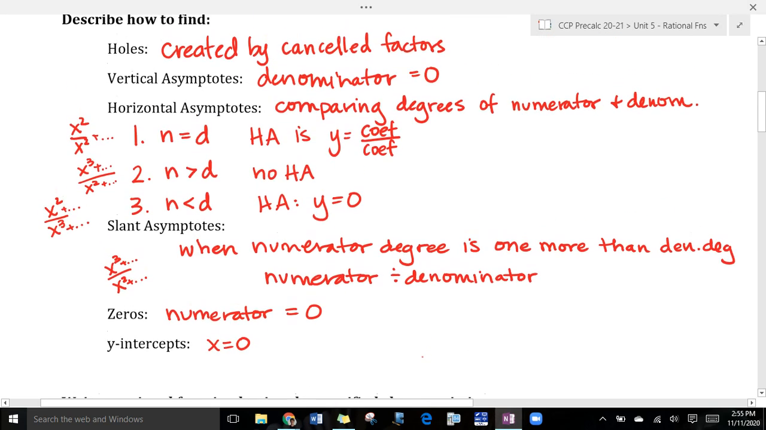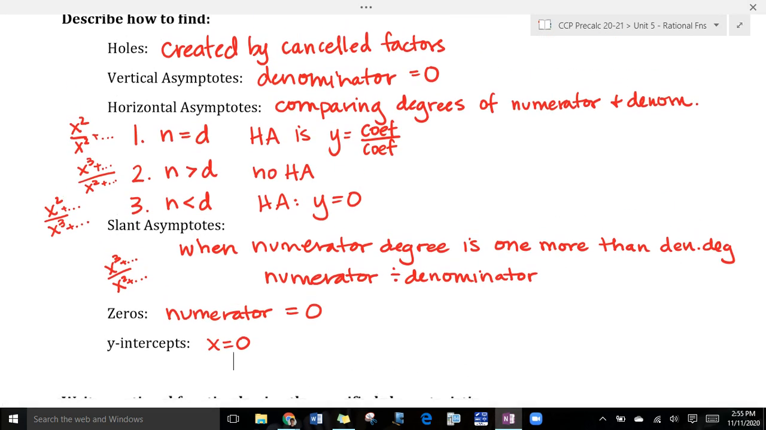Okay, so just another quick rundown. Holes, find first. After you have factored, anything that cancels will create a hole. Vertical asymptotes come from those denominator factors. Horizontal asymptotes, we have to look at the degrees and think about which condition is true based on the degrees of the top and the bottom. Slant asymptote, only when the numerator degree is one more, we'll actually have to do that division. Zeros are going to come from the numerator, and y-intercepts from x equals 0.